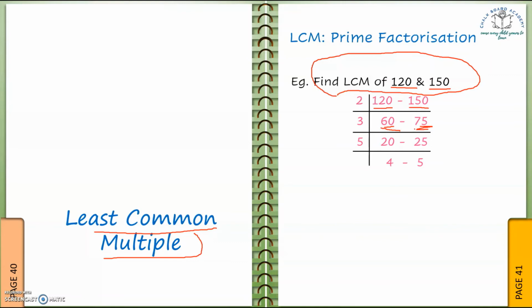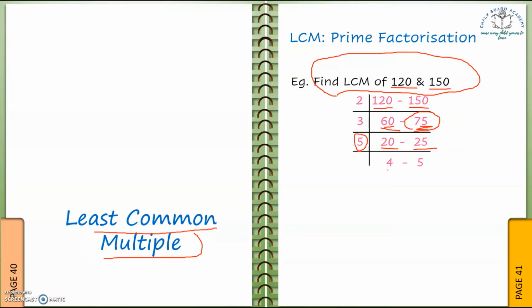Now looking at 75, again we check whether it is divisible by 3 or not. So 7 plus 5 is 12. 12 is divisible by 3. Yes. So 60 and 75 are both divisible by 3, so we divide by 3. When we divided 60 by 3, we got 20, and when we divided 75 by 3, we got 25. Now both 20 and 25 come under the table of 5, so we divide these two numbers by 5.